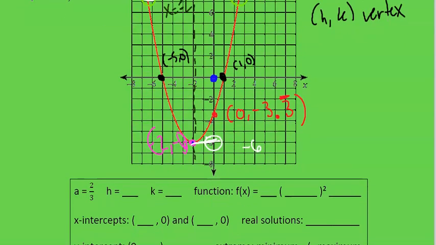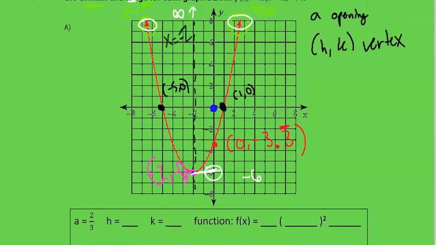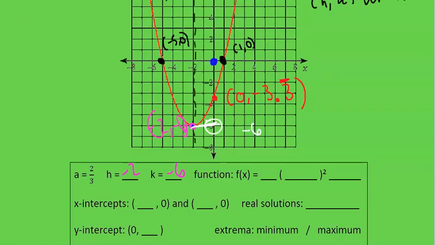So let's go ahead and fill in those values down here. So your h value is -2, k value is -6. So your function will be f of x equals a, which is given to you as 2/3, times x minus h, which would be x plus 2 squared minus 6. So this would be your function.